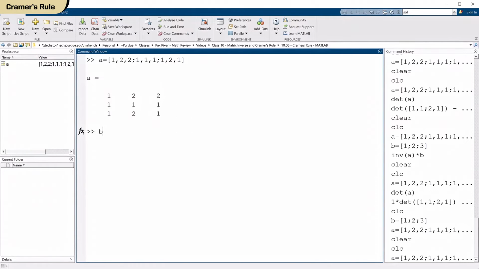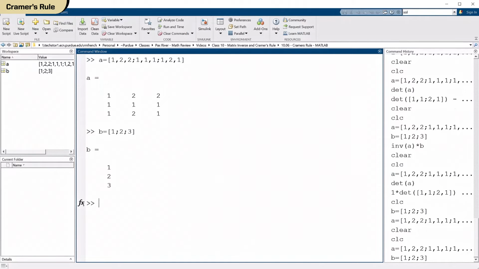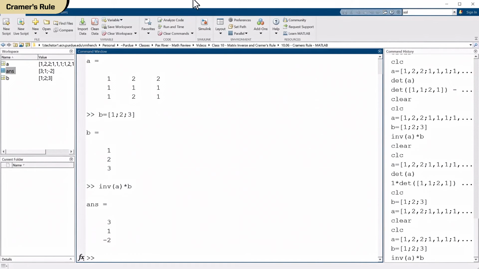I'm going to need a B vector, so I made that up. That'll be on the right-hand side of the equal sign. So when I have AX equal B to solve, I'll type in the inverse of A times B. Well, what is that? Let's make sure we know what the actual answer is. So there it is. So X1 will be 3, X2 will be 1, and x3 will be minus 2.